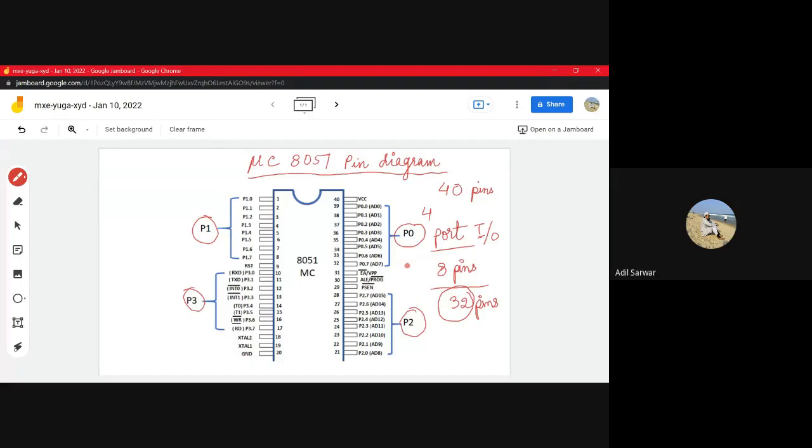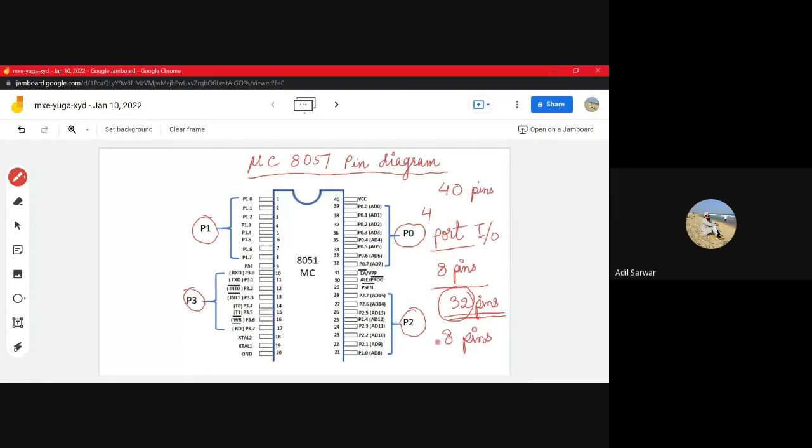We will see that we have to specify, before using any of the ports, whether it is being used as an input port or output port. I will come to the ports after some time. So there are 4 ports, and each port has 8 pins, so 32 pins are occupied by these ports, and the remaining are 8 pins.